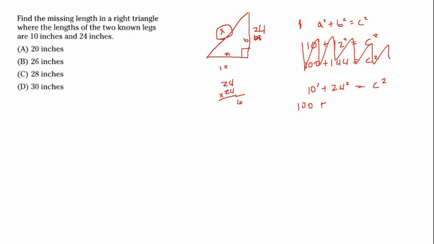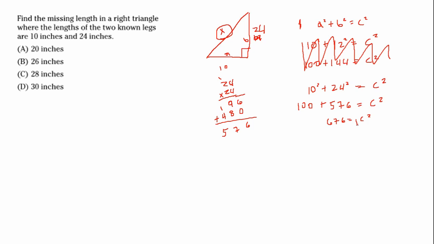4 times 4 is 16. Carry the 1. 4 times 2 is 8. Add the 1. That's 9. Bring down a 0. We're starting a new row. 4 times 2 is 8. 2 times 2 is 4. Let's add. 6 plus 0 is 6. 9 plus 8 is 17. Carry the 1. 576. So this is 576. 100 plus 576 is 676 equals c squared.